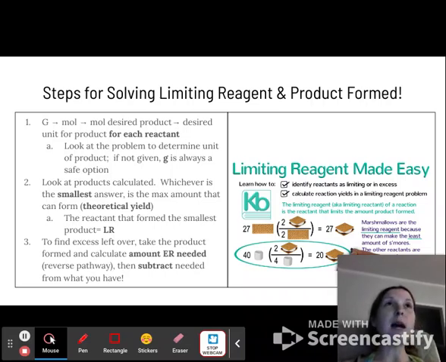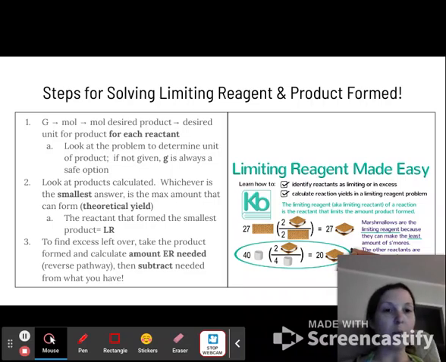So sometimes I'll ask you how much of your excess is left over. That's not very hard to do. It's actually the reverse of what you're doing in this problem. You're going to take the amount of product that you formed in step 2, and work backwards to see how much of that excess reagent you needed to form that amount of product. Once you know how much was needed, you subtract that from how much I gave you in step 1, and the difference is how much is left over.